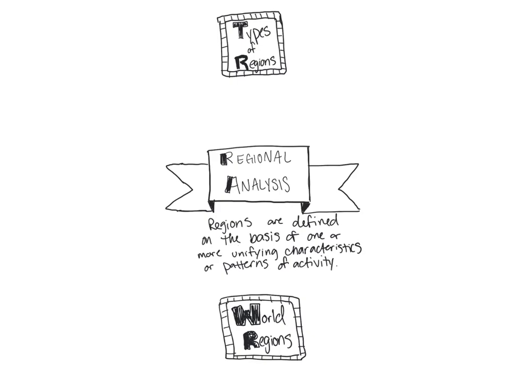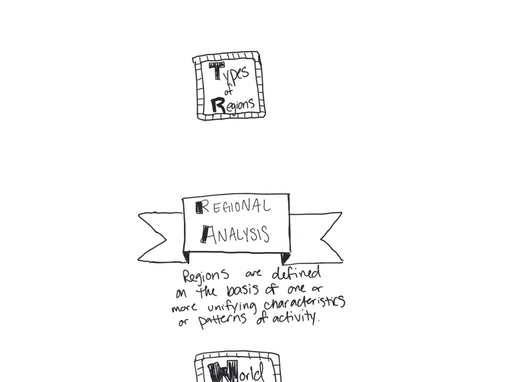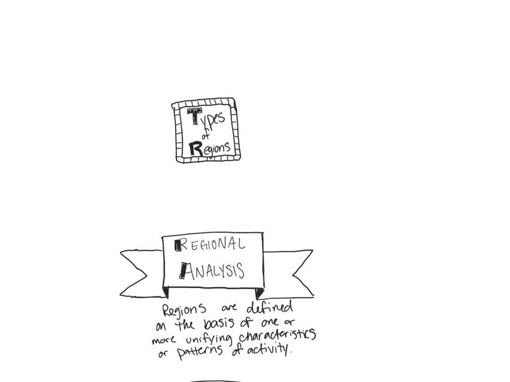Okay, so the first thing we're going to do is look at types of regions. There are three types of regions that we're going to talk about. The first one is formal. Formal regions, I'll be honest, are ones that I struggle with the most. I don't know why, but formal really just means that these are regions that are united by one or more traits.